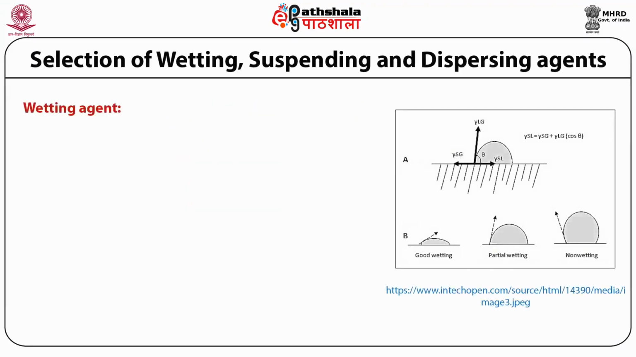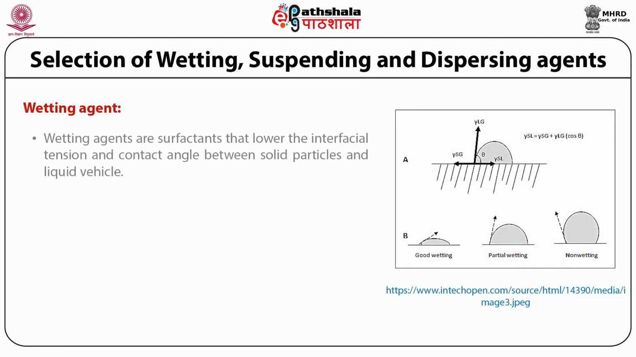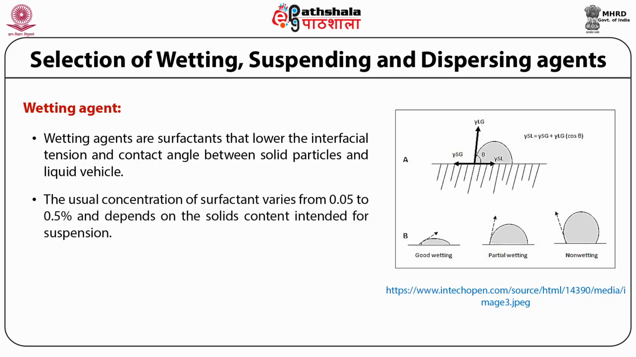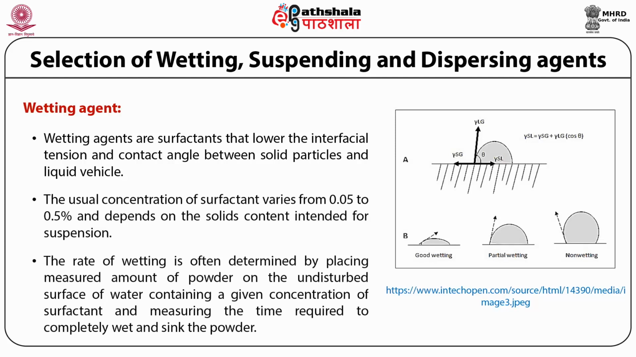While selecting a wetting, suspending, and dispersing agent, we have to be very careful. Wetting agents are surfactants that lower the interfacial tension as well as the contact angle between the solid particles and the liquid vehicle. Their concentration ranges from 0.05 to 0.5%, and the rate of wetting is often determined by placing a measured amount of the powder on an undisturbed surface of water containing a given concentration of the surfactant and measuring the time required to completely wet and sink the powder.